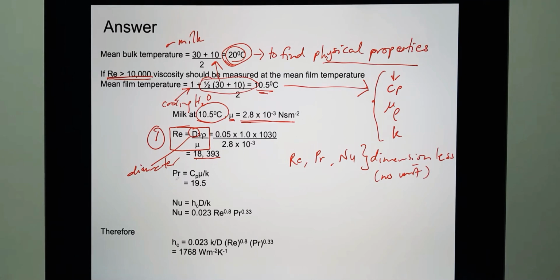18,393. Okay, and then the second step, you need to calculate the value of Prandtl. And again, this particular equation you need to memorize as well, because this equation is not very complicated for you to memorize.